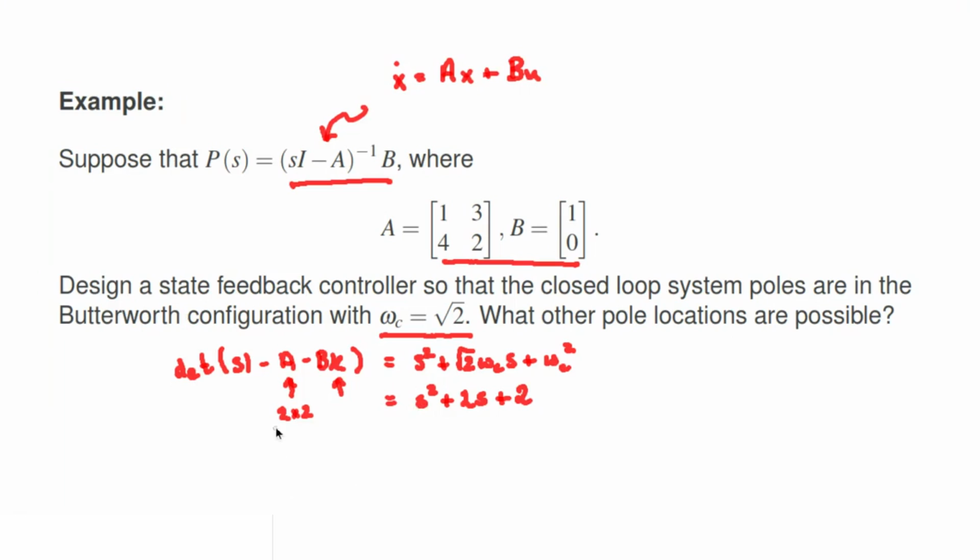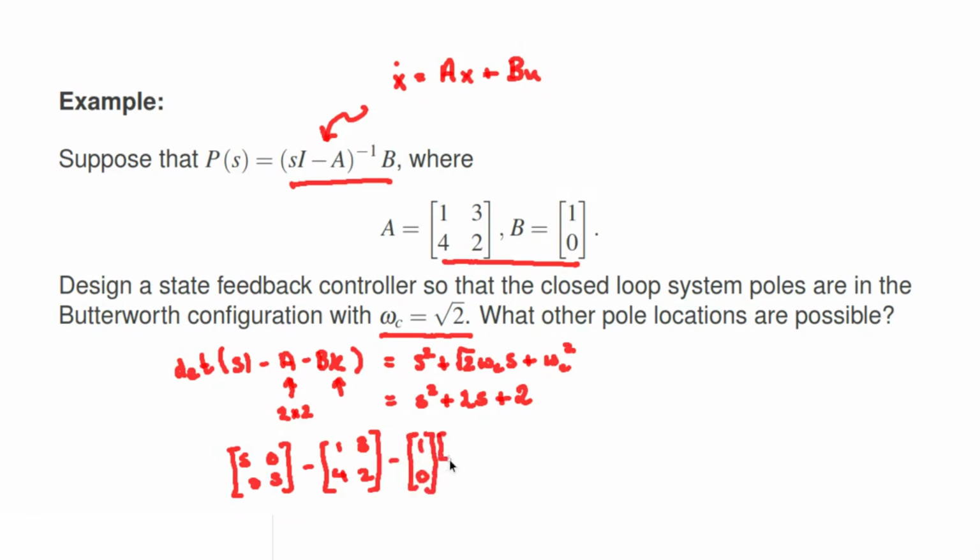So the first thing we need to do is work out what this matrix is, and then we'll know what to take the determinant of. So let's write that out. The first term here is s times the identity matrix. So that is just s, s, 0, 0, like so. And from that we subtract A, which is 1, 4, 3, 2. And then we take away BK. So B is 1, 0.